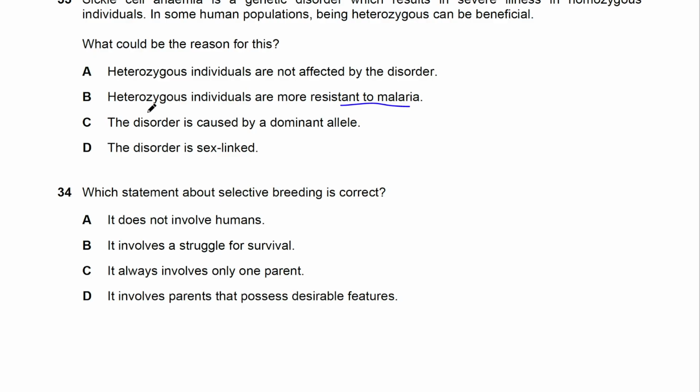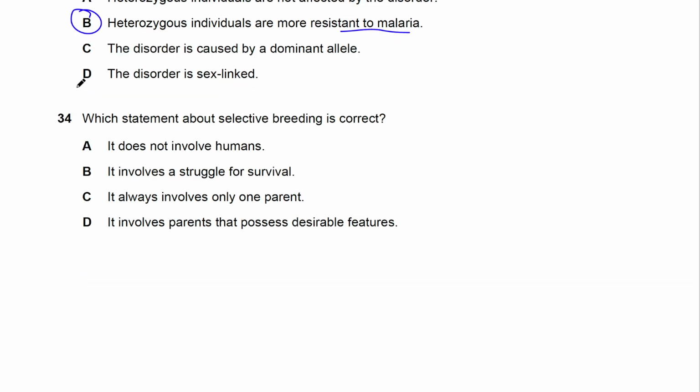D to confirm it. C, the disorder is caused by a dominant allele. Sorry, it's by recessive. Okay, so C is wrong. D, the disorder is sex linked. Actually, it's autosomal. That means B is the right answer for question 33.